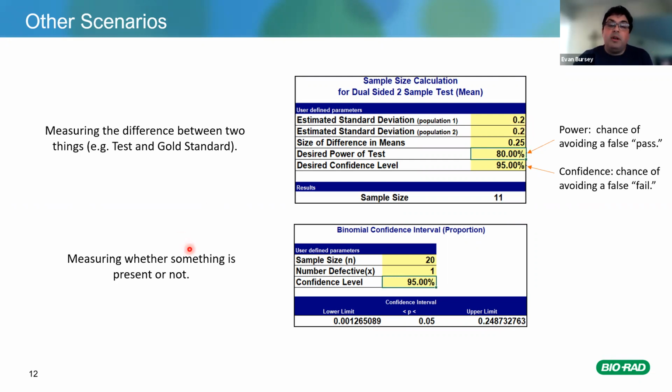And likewise, if you wanted to measure whether something is present or not, for instance, you could use a binomial tool to do that and estimate what the true positive rate might be. And there are times that we do that as well. So that is all I have to say for the moment.